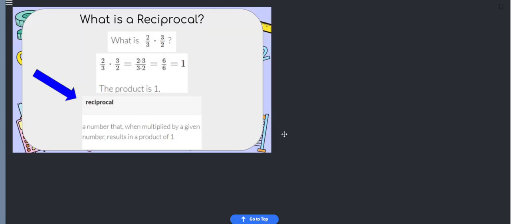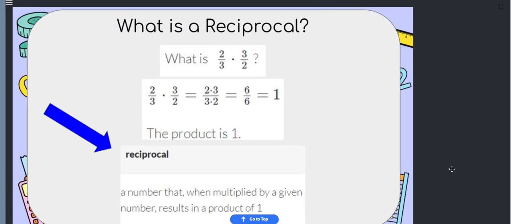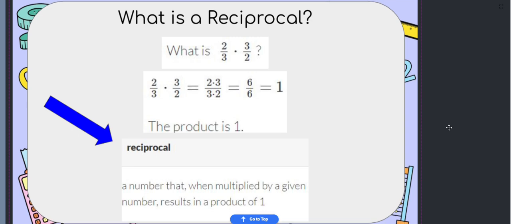So, what is a reciprocal? Let's look at this problem. What is 2/3 times 3 over 2? Okay, well, 2 times 3 is 6, and 3 times 2 is 6, so we wind up with 6 over 6. And 6 divided by 6 is just 1. The product is 1. And if you notice in the problem, there were the same numbers, but they were flipped. It was 2 over 3 and then 3 over 2. That's exactly what a reciprocal is.